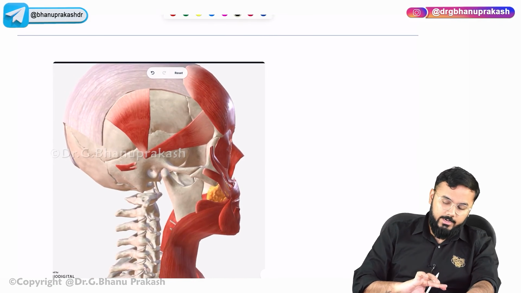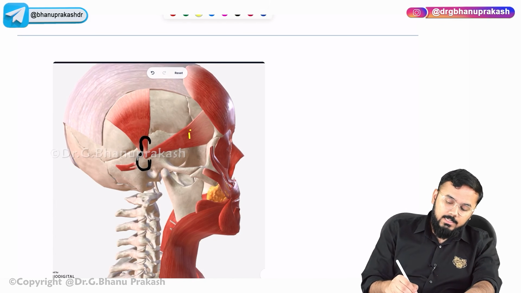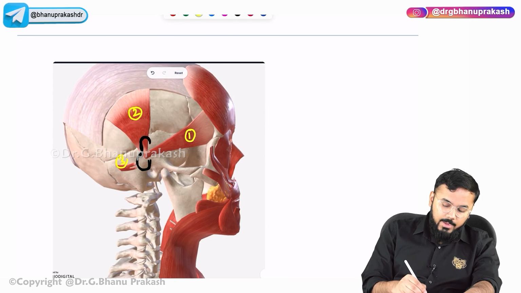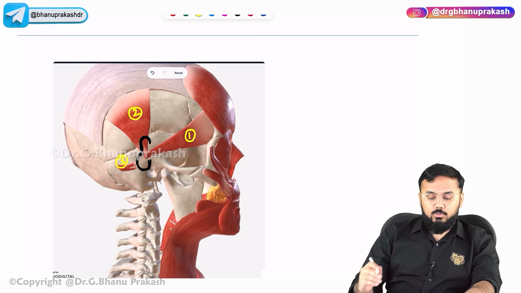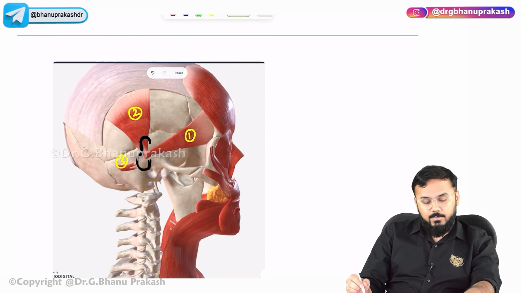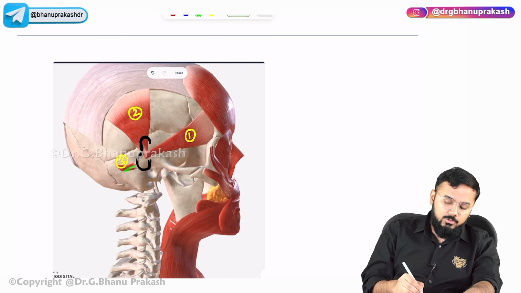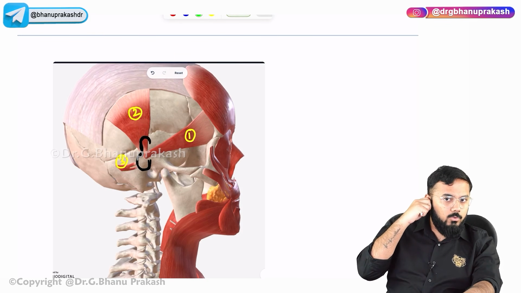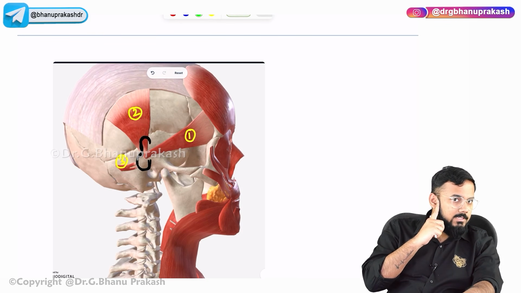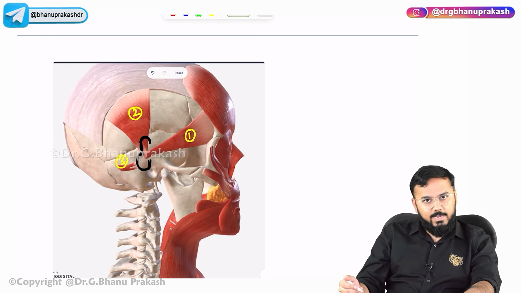Now all of you look at this. So let us say this is the ear over here. You can see a muscle in front of the ear, a muscle above the ear, and a muscle behind the ear also. The muscle in front of the ear will pull the ear to the front side. The muscle on the top will elevate the ear, pull the ear to the top, and the muscle on the back will pull the ear to the back. So these are the three actions that are done.